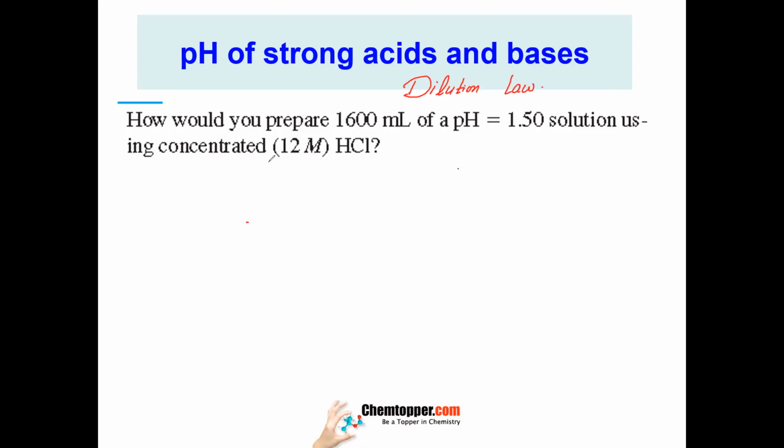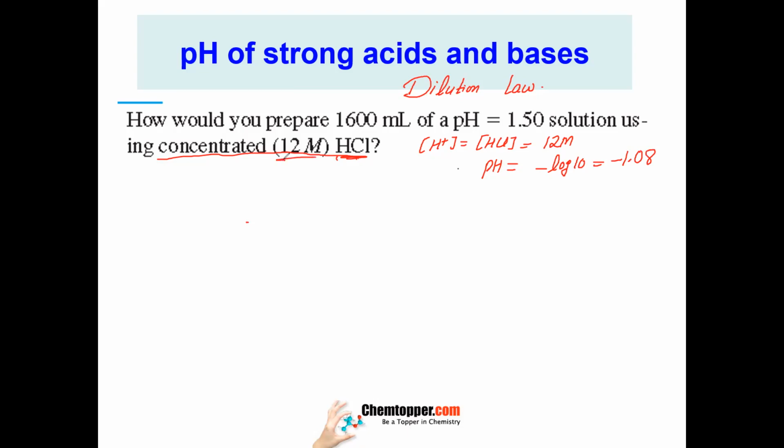Over here, they have given you a concentrated acid, 12 molar. If you calculate the pH of this concentrated acid, it will be minus. Is HCl a strong acid? So the concentration of H plus will be the same as the concentration of HCl because it's 100% dissociated, meaning 12 molar. What's the pH? Negative log of 12. So I'm sure it is minus 1 point something. Go for two significant figures: minus 1.08. That's the pH.